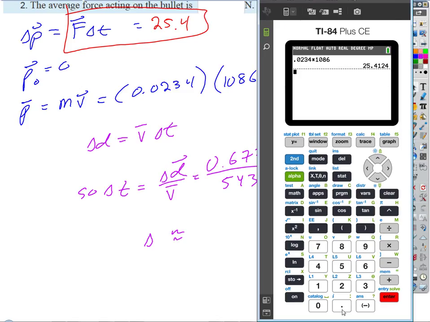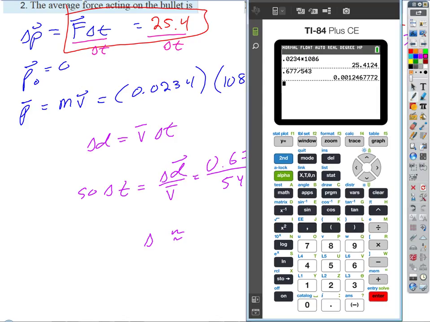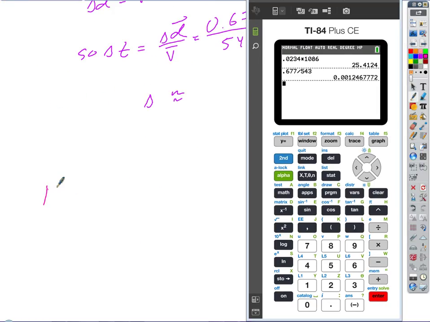Okay. So we get 0.677 divided by 543 is our time. We're going to multiply that. Actually, hang on. We go up to this equation up here, right? And we're going to solve for F. I was getting this all messed up. So if we're going to solve for F, I would just divide each side through by delta T, right? And that's going to give me F equals delta P, which we have, over delta T.